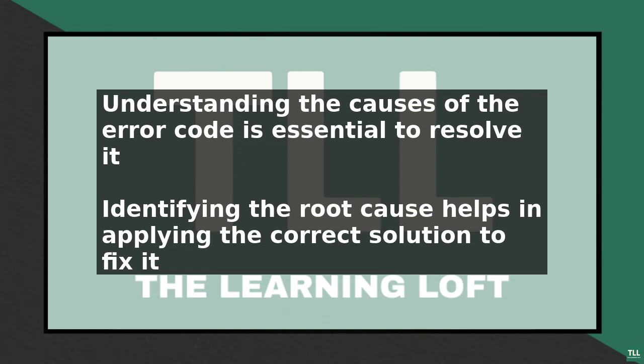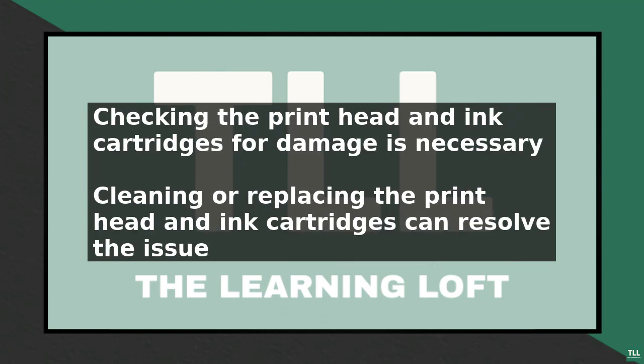Step 3. Resetting the printer. Resetting the printer can often resolve the error code E0190002. To reset the printer, turn it off, wait for a few seconds, and then turn it back on. This will restart the printer and may clear the error code.